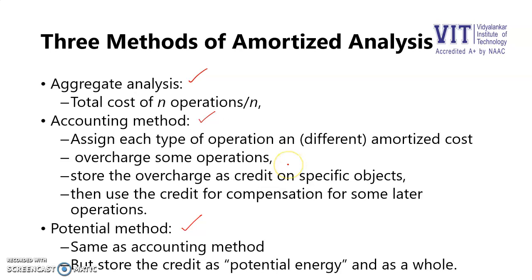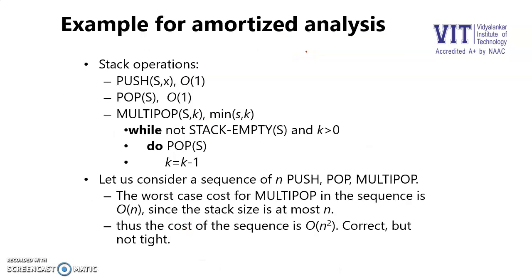In aggregate analysis, we will identify the cost of n operations and we will divide it by n. So that will give me the aggregate, as the name suggests. We will find the cost of n operations and divide it by n. The result that we get will be my amortized cost. Let me demonstrate. Now let us see amortized analysis for stack operations.